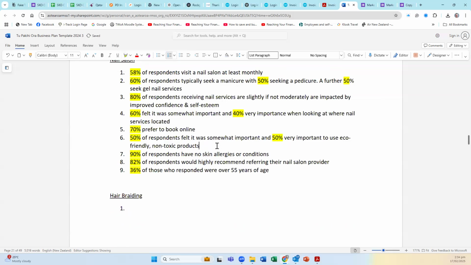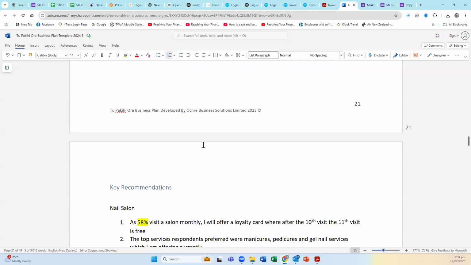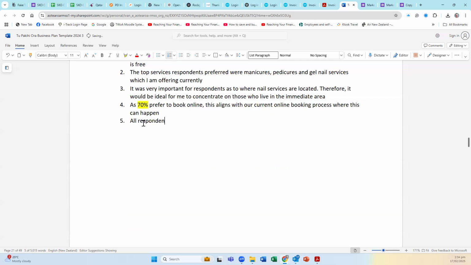What else? 50% of respondents felt it was somewhat important and 50% very important. So we'll just say all respondents felt that it was at least somewhat important to use eco-friendly, non-toxic products, which means in your case, all your products are eco-friendly and toxic-free, is that right? Yes. Eco-friendly and non-toxic.